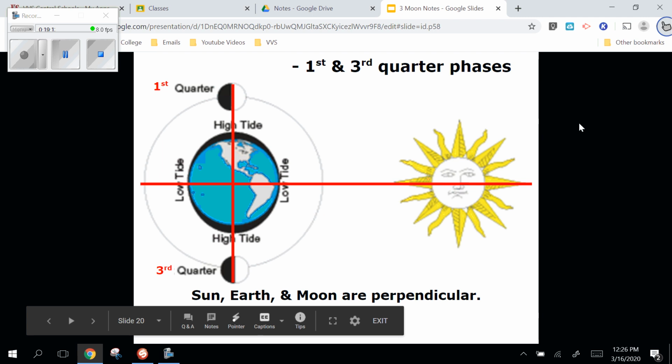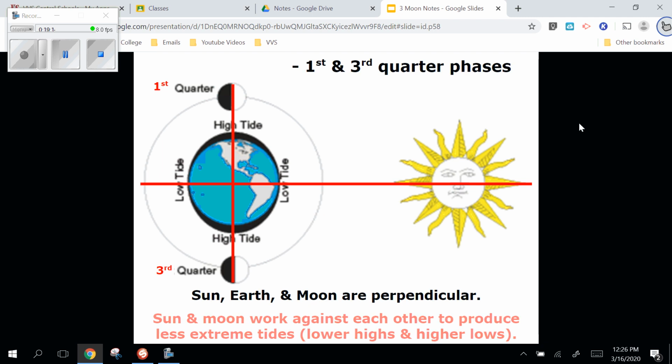All right? So they're going to work against each other, and now we're going to get less extreme tides. In other words, our high tides aren't going to be quite as high, and our low tides aren't going to be quite as low. We call these tides neap tides.